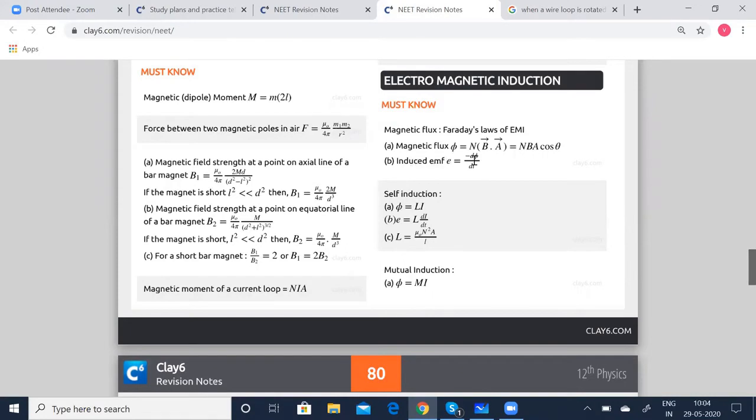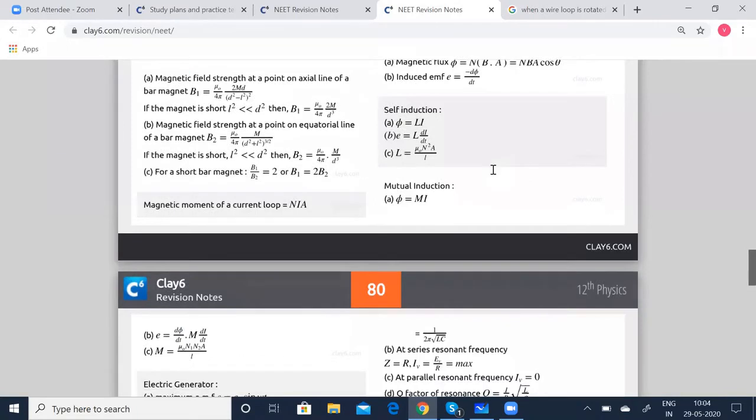Induced EMF E is equal to minus d phi by dt. Self-inductance or self-induction: phi is equal to Li, where L is the self-inductance. So E is equal to minus L into di by dt. L is equal to mu 0 n squared A by l, where mu 0 is the permeability, n stands for the number of turns, A for area of cross section, and l is the length.